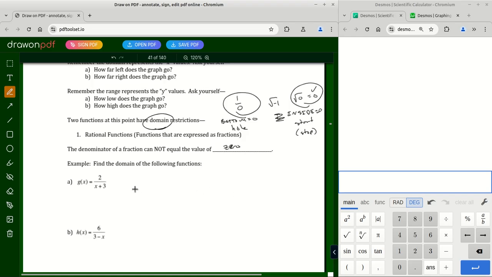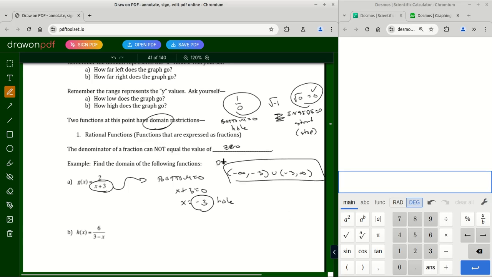So let's do it. It says, find a domain. Do we have division? Yes. So I'm going to set the bottom equal to 0. I'm going to solve for x. Minus 3 on both sides. There's my hole. Circle, because it's not actually the answer. So I have a hole in my domain. What I need to do is go around that hole. And so I got negative infinity to negative 3, union negative 3 to infinity. There's my answer. That's what they want. That's my domain. We're done.